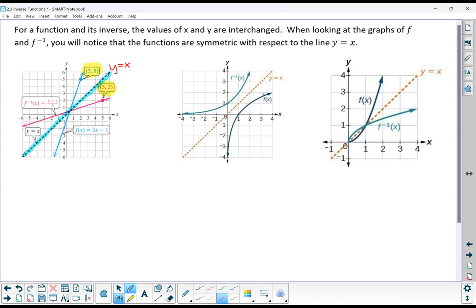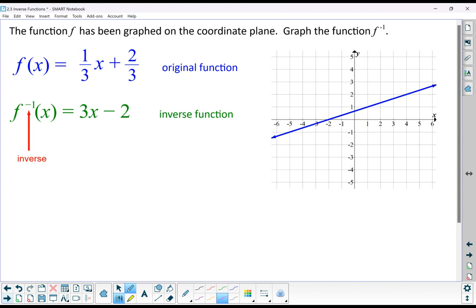For this function, the original function goes through the point (2, 1). The inverse function goes through the point (1, 2). For this one, we can see f inverse goes through the point (4, 2), and the function f goes through the point (2, 4). They are symmetric.